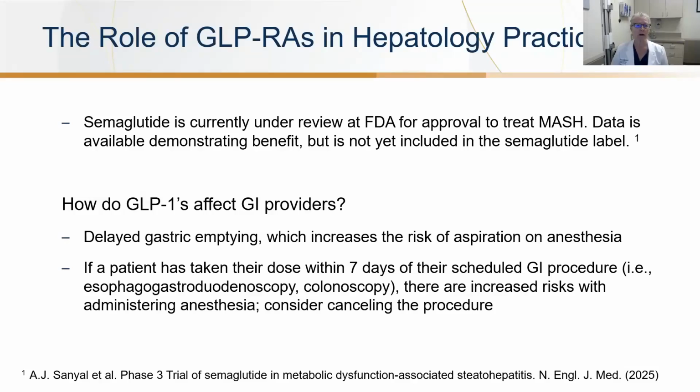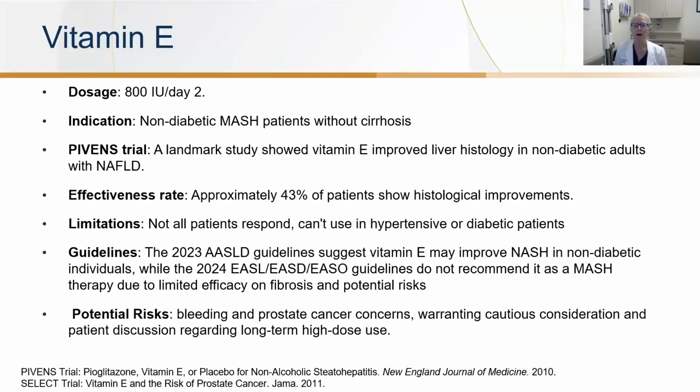So the next medication I want to go over with you is vitamin E. Now, this medication was previously recommended for non-diabetic MASH patients without cirrhosis. As far as the effectiveness rate, approximately 43% of the patients show histologic improvement in it. The 2023 AASLD guidelines do suggest vitamin E. It can improve NASH, which is MASH, in those non-diabetic individuals.